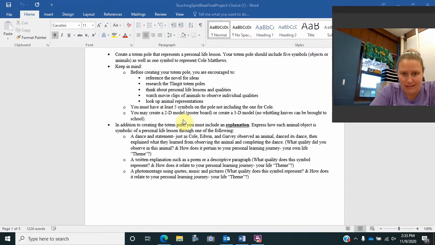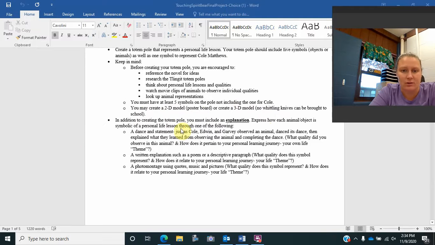You must have at least 5 symbols on the pole, not including one for Cole. You do have to include one for Cole. So you would have 6: 5 for you and 1 for Cole. You may create a 2D model, poster board, or create a 3D model. No whittling knives can be brought to school, but obviously you're at home. If you choose to go that route, you just need to make sure it's okay with your parents.